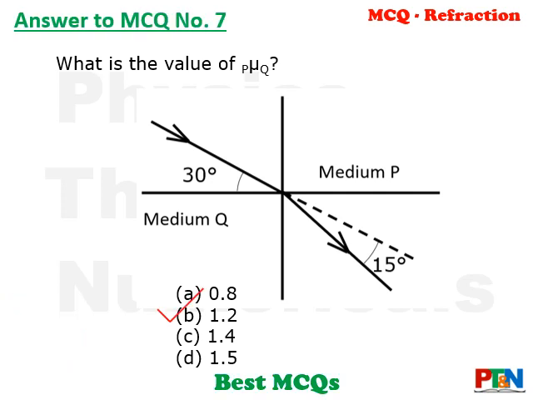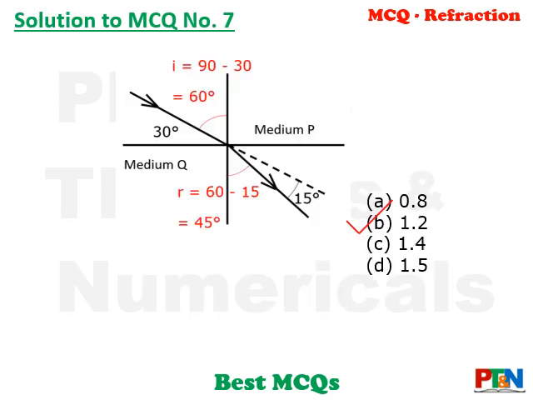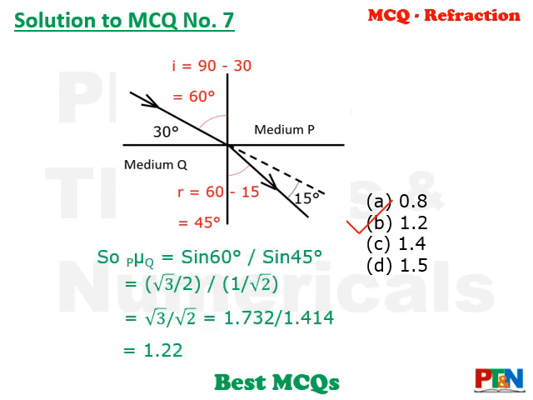The answer is option B, that is 1.2. Let's see the solution also. See, for refractive index you need to find out I and R, that is angle of incidence and angle of refraction. The angles are given. From there you find out I is 90 minus 30, that is 60 degree, and R is 45 degree. So refractive index will be sin 60 degree by sin 45 degree. Do the calculation. It is root 3 by root 2, that is 1.2 from the given options.